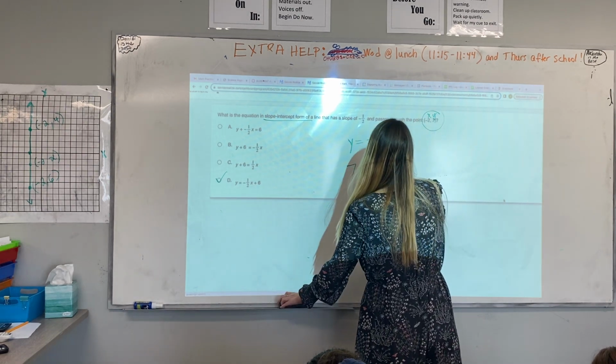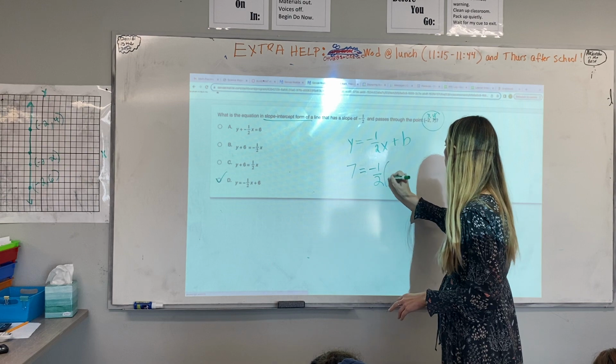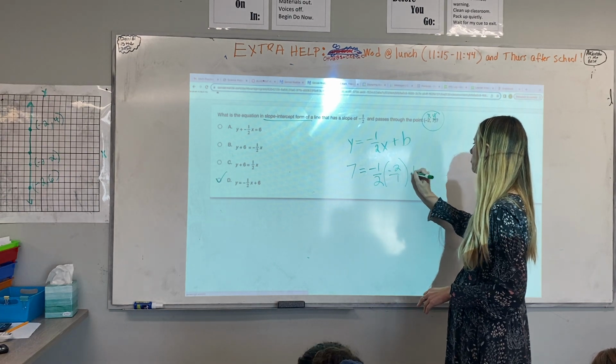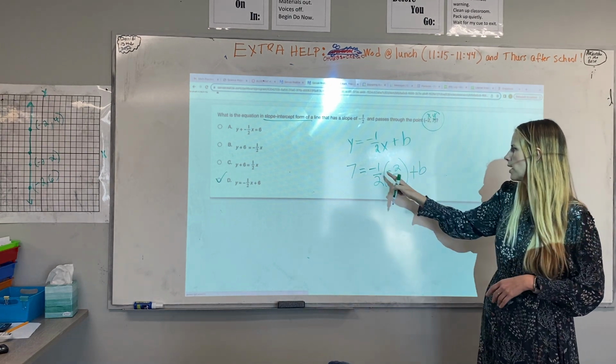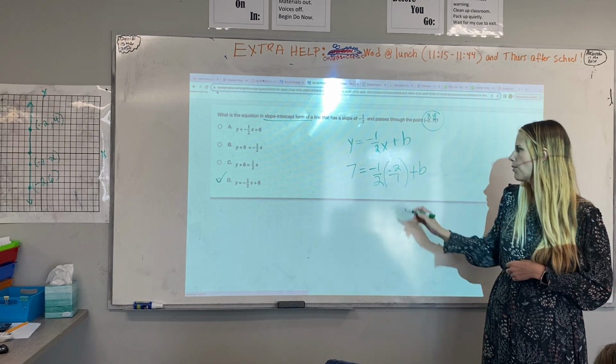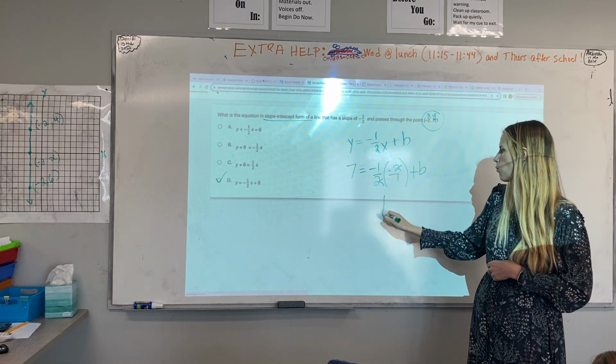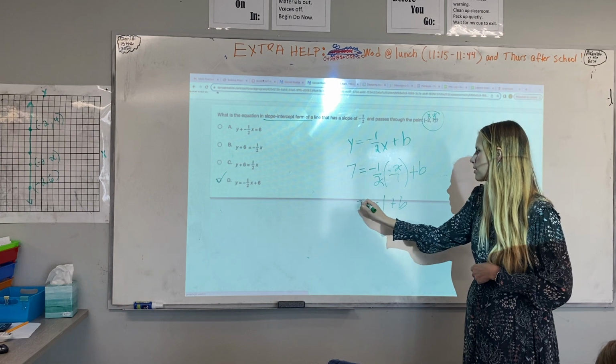-1/2 times -2 for x plus b. Solve, and you get a negative times a negative is a positive. Cancel out the 2's, and you get 1. 1 plus b equals 7.